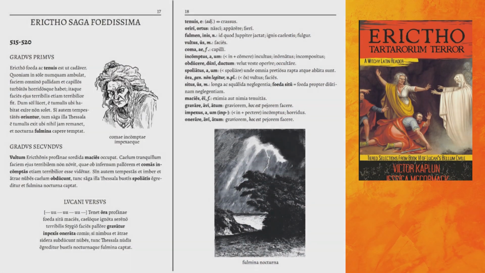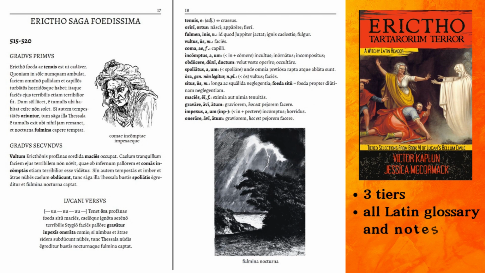So what did you think about that simplest level? I think it's pretty readable for anyone that's read through about chapter 20 of Familia Romana. You can see the text up on the screen, and this is a sample page from our new book, Erictho, Tartarorum Terror, which is an all-Latin tiered reader with a Latin glossary and Latin notes. It is tiered selections of verses from Lucan's Bellum Civile about the witch Erictho and how she uses her awesome, terrifying magic to help Sextus Pompey, the son of Pompey the Great.